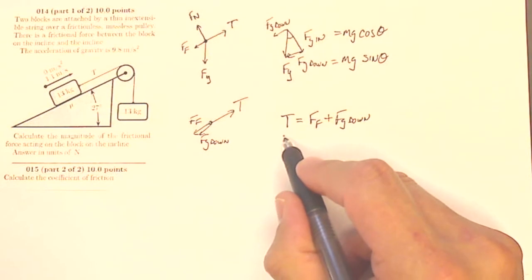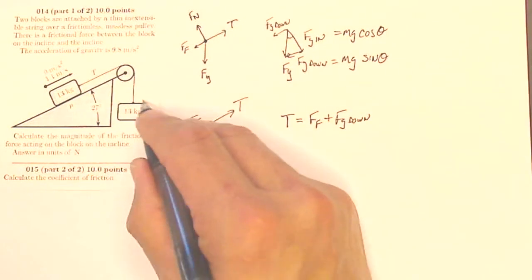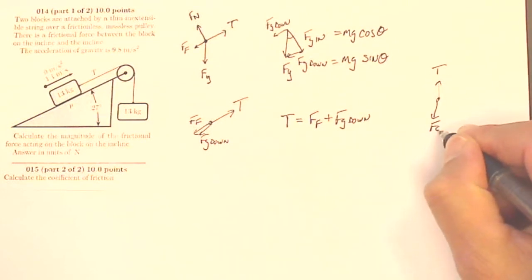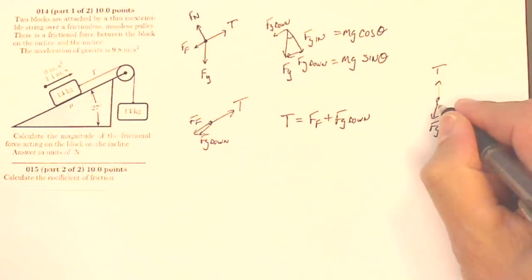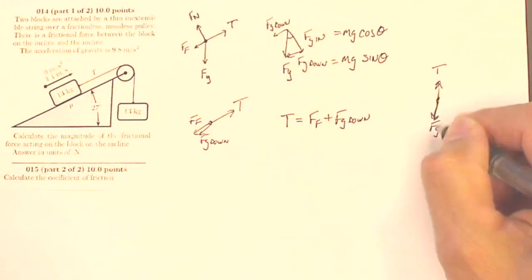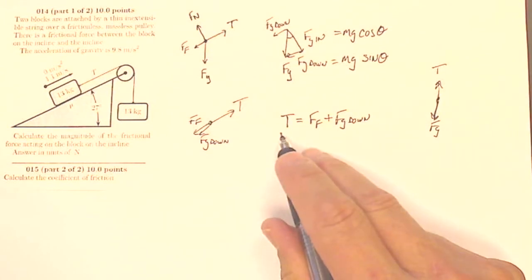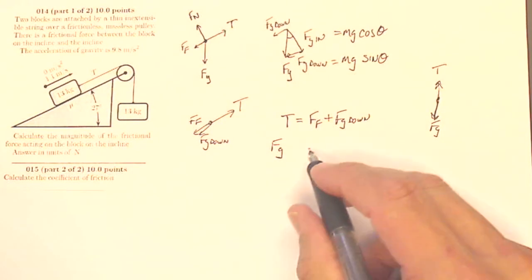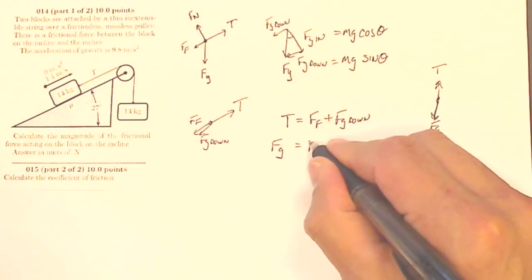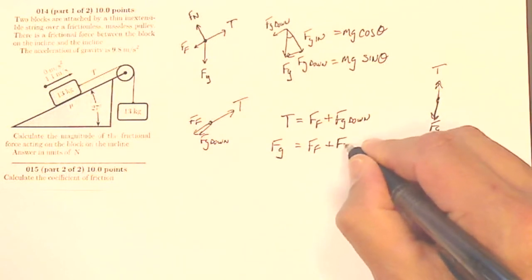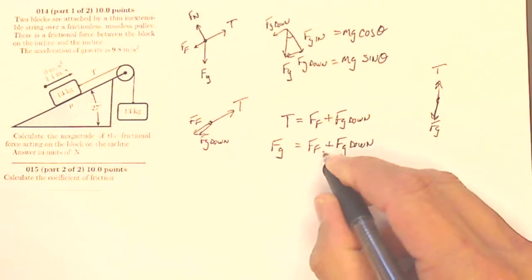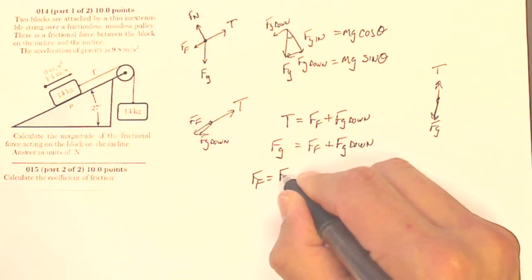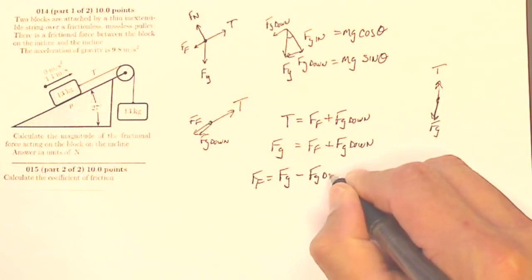But how much is tension? Well, if I look at my other free body diagram for this block, it's simply got a tension up and a force of gravity down on it. And since it's moving at a constant velocity, I know that this force of gravity and this tension must be equal. So this tension is going to be the force of gravity on the hanging 13 kilogram block, which equals the force of friction plus the force of gravity down the block. And I want to solve for the force of friction. So that's going to be the force of gravity minus Fg down.